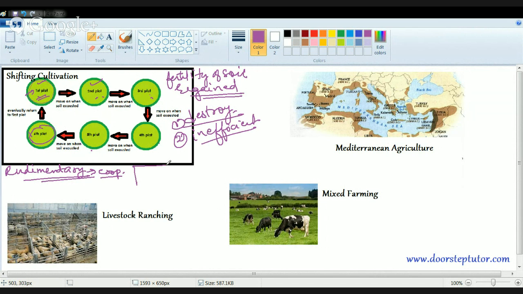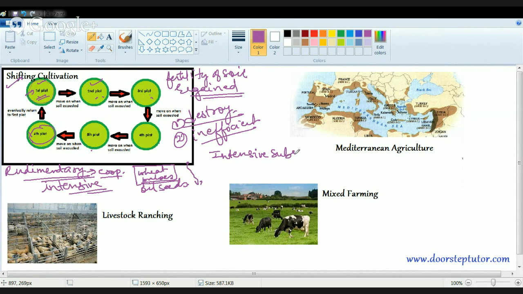So on the same patch of land, you are first growing wheat, then you are growing pulses, then you are growing oil seeds. So basically you are shifting the crops on the same patch of land and you are not rotating the field itself. So rudimentary tillage is kind of intensive tilling and it's an improved farming method as compared to shifting cultivation. Now better than rudimentary is intensive subsistence.